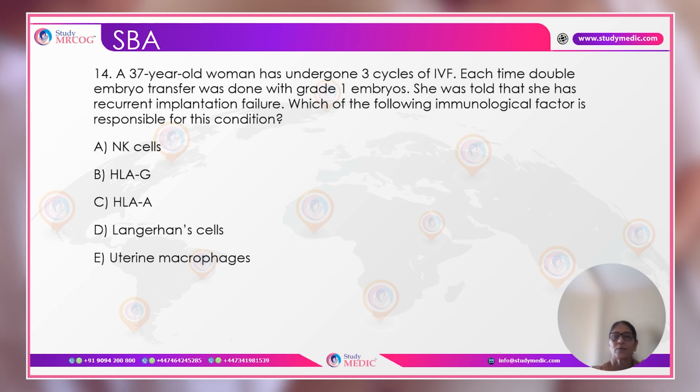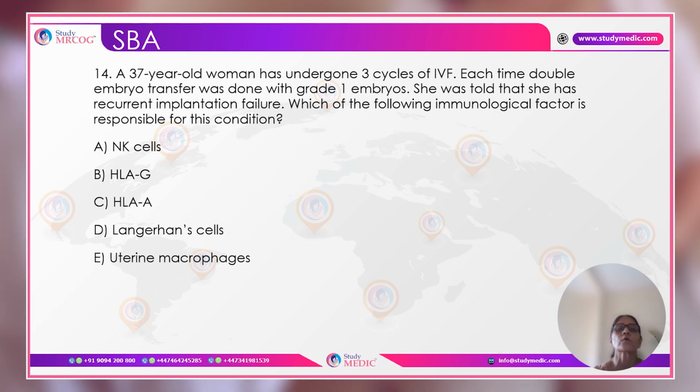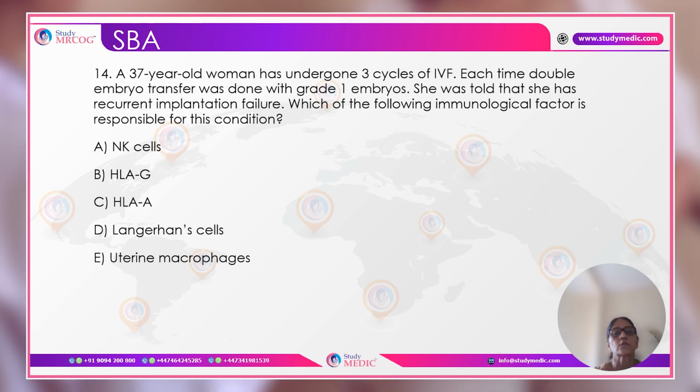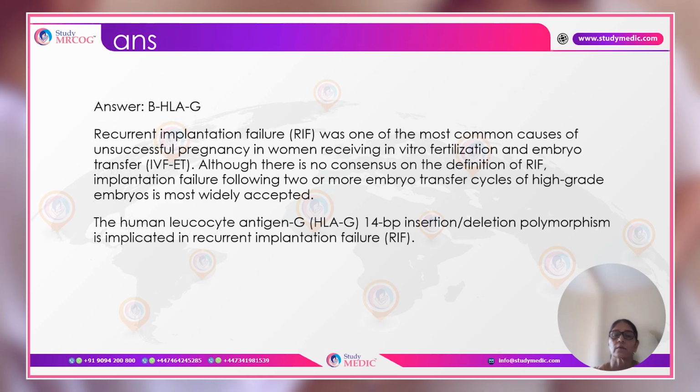Okay, many of us are doing IVF, so I think this question would be very easy for all of you. A 37-year-old woman has undergone 3 cycles of IVF. Each time a double transfer was done with a grade 1 embryo, but every time she has recurrent implantation failure. So which of the following immunological factors is responsible for this condition? NK cells, HLA-G, HLA-A, Langerhans cells, or uterine macrophages? The answer here is HLA-G.